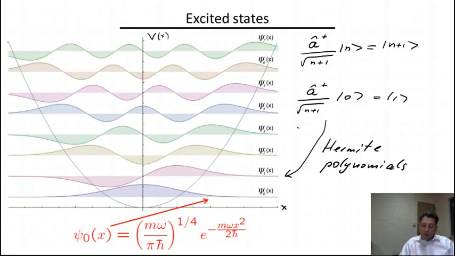In your homework, you will need to play around a little bit with these creation and annihilation operators and with this ground state wave function. I hope that you found this solution illuminating. And of course, I encourage you to look into the literature to see more about this very important problem of quantum physics.